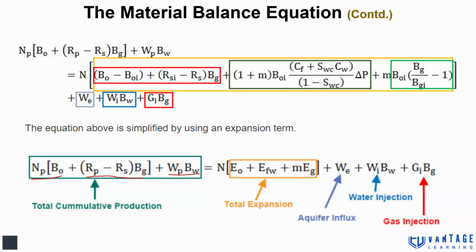Eg is Boi into Bg by Bgi minus 1. So m Eg. This total term will be the total expansion that is happening in the reservoir because of pressure depletion, plus water aquifer influx We, which is happening naturally because of voidage being created in the reservoir, plus Wi Bw, which is water injection that we are doing from surface, plus Gi Bg, which is gas injection.